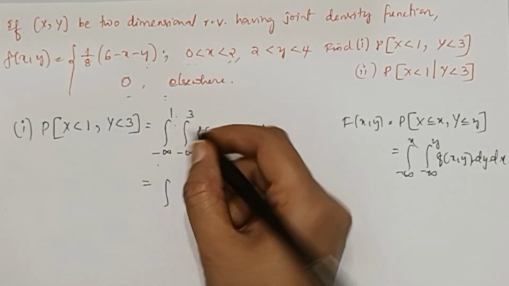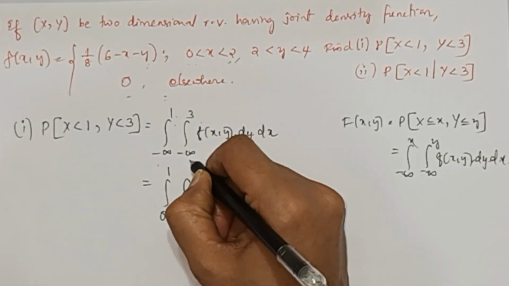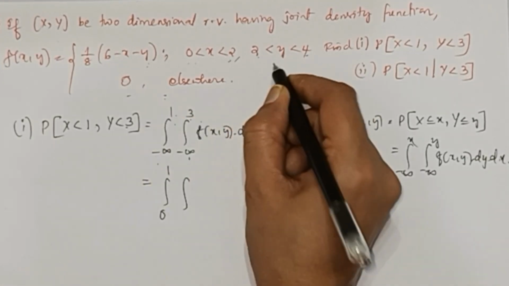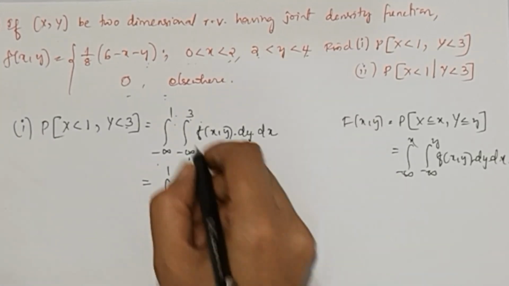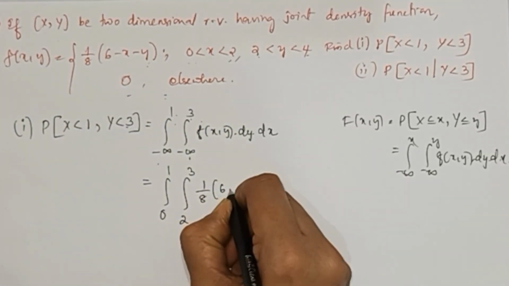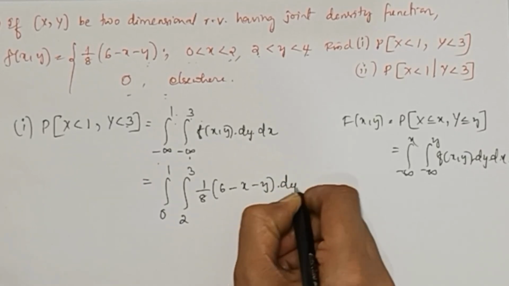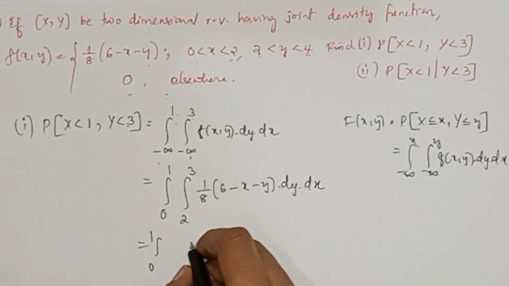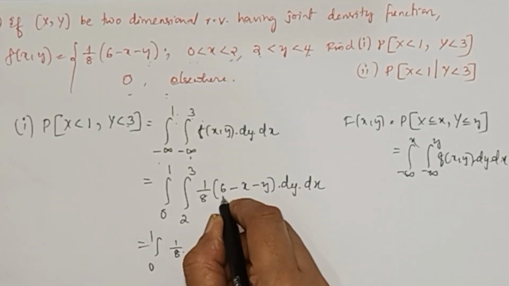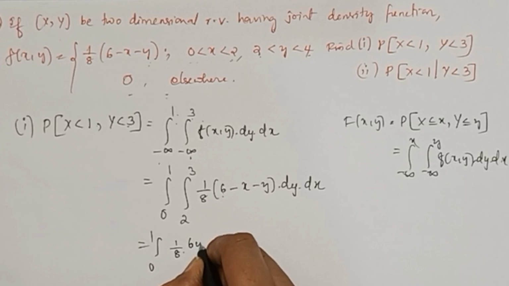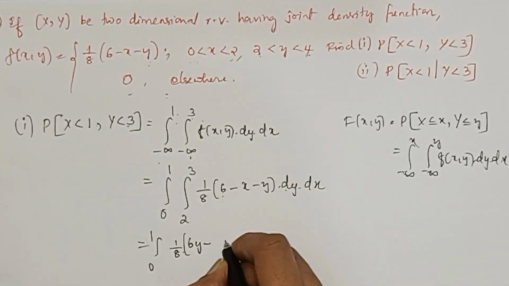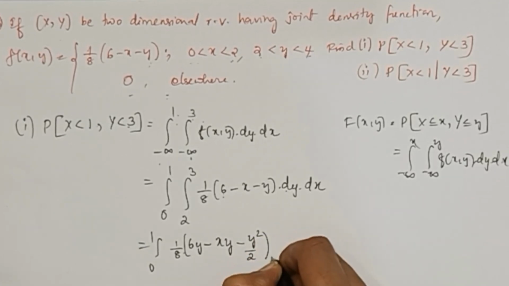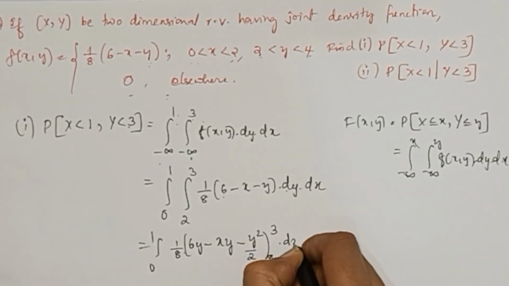Minus infinity to 0, function is 0. So 0 to 1, and for y, minus infinity to 2 is 0, then 2 to 4 actually, but we need here up to 3 only, therefore 2 to 3, f of x comma y. In both the cases the function is 1 by 8 into 6 minus x minus y dy dx. In all the rest of the cases it is 0. So let us find the integral. 1 by 8 into, integrate this 6 with respect to y: 6y, minus x is a constant so xy, minus y with respect to y, y square by 2. Integral is from 2 to 3 with respect to y, and then with respect to x.